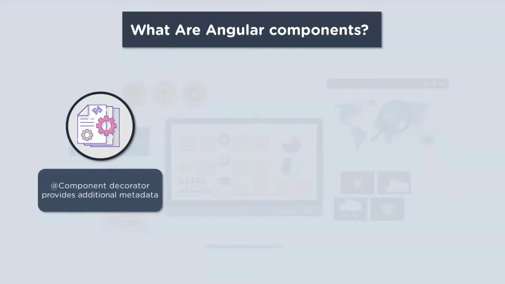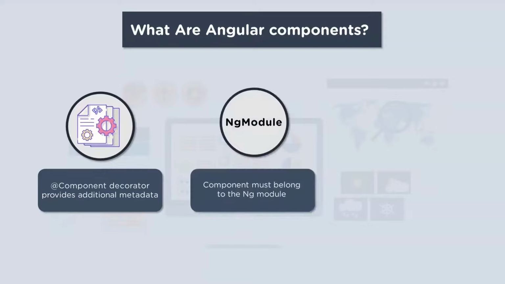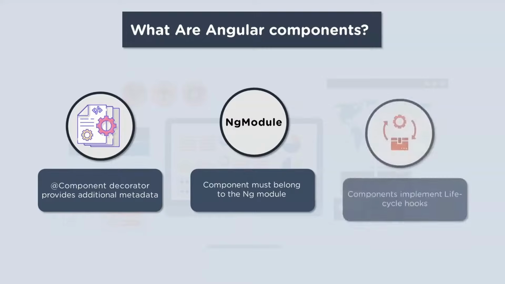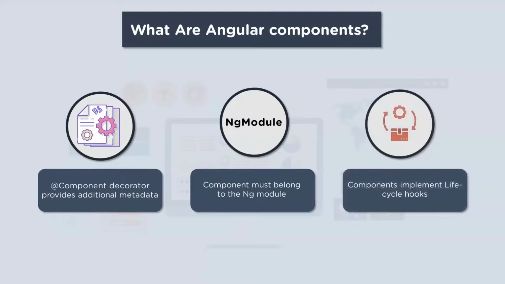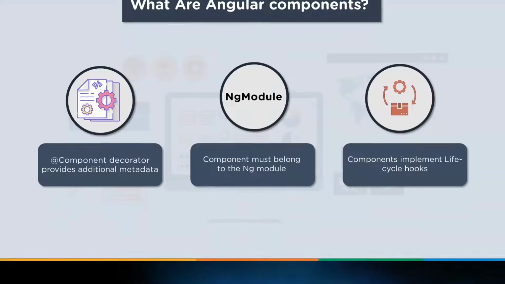Next, a TypeScript class is used to create a component. Now, this class is then decorated with the @Component decorator. Now, the decorator accepts a metadata object that gives information about the component. Now, a component must belong to the NgModule in order for it to be usable by another component or application. And finally, components control their runtime behavior by implementing lifecycle hooks. So this was just a brief introduction to what Angular components are.